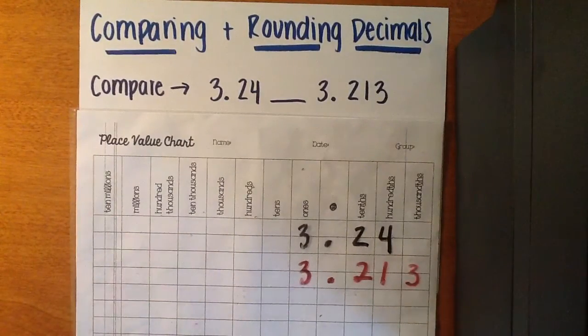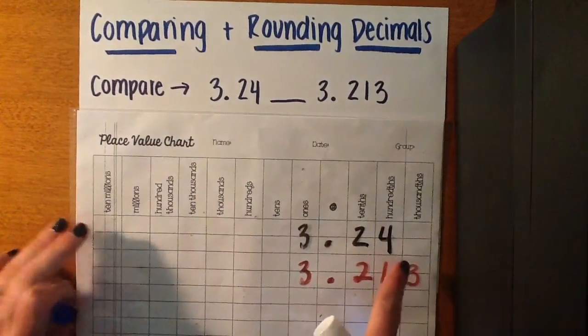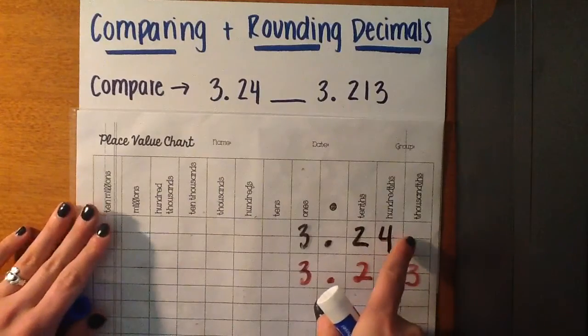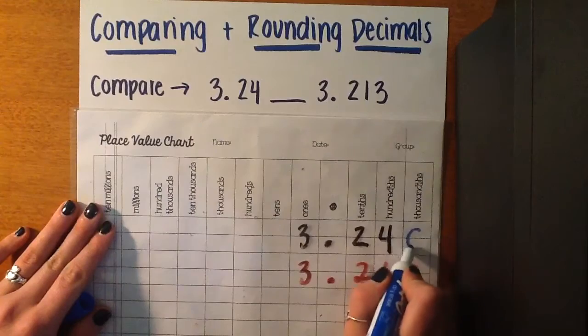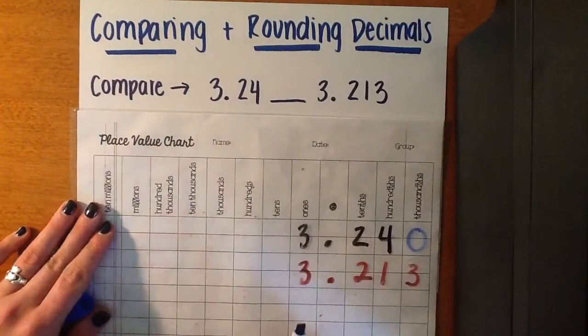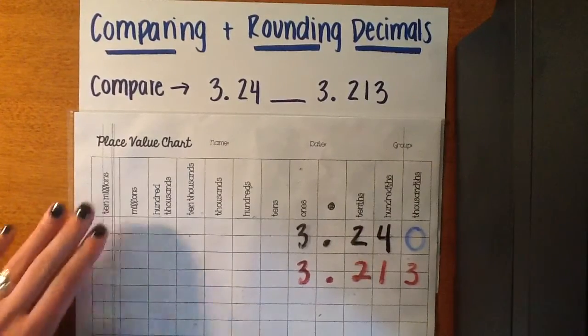So what I like to do as well is make sure that they all have the same amount of digits, if that's possible. So at the end I notice that there's nothing there. I can add a 0, and it will still be the same number. It just has an extra 0, and that's fine.